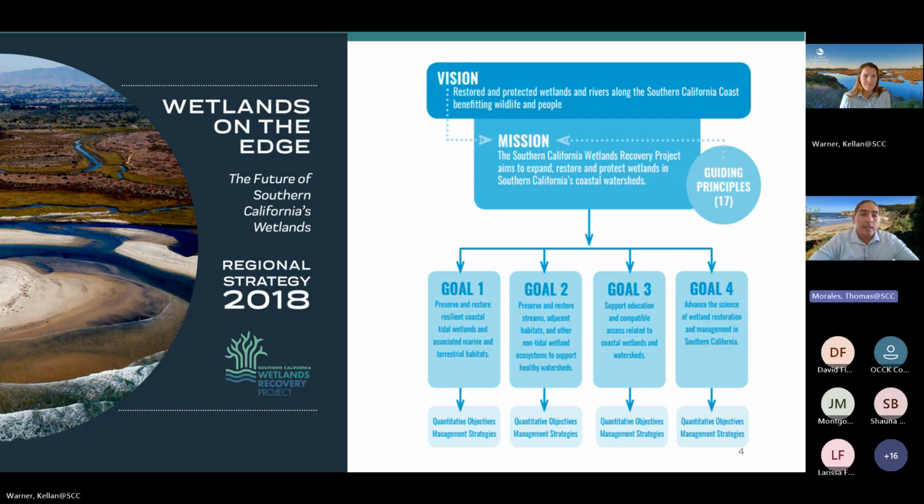The regional strategy guides agencies in setting goals, as well as quantitative objectives and management strategies for each of these goals. These goals include Goal 1, to preserve and restore resilient coastal tidal wetlands and associated marine and terrestrial habitats. Goal 2, preserve and restore stream adjacent habitats and other non-tidal wetland ecosystems to support healthy watersheds. Goal 3, support education and compatible access related to coastal wetlands and watersheds. And Goal 4, advance the science of wetland restoration and management in Southern California.